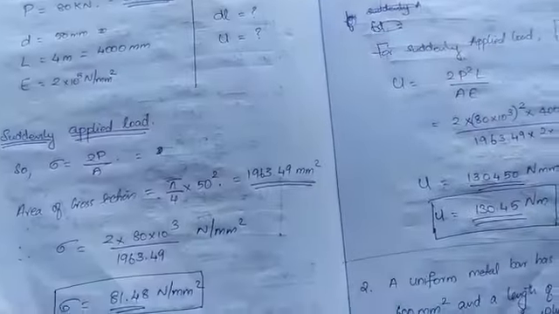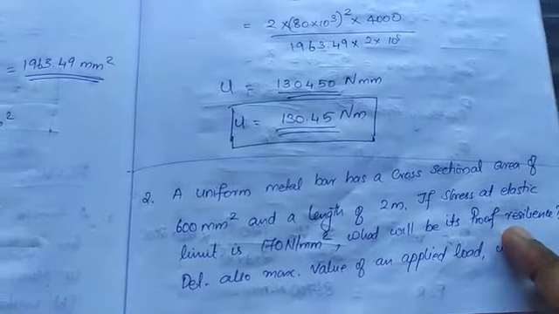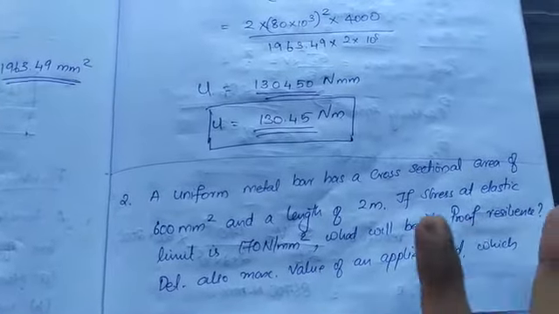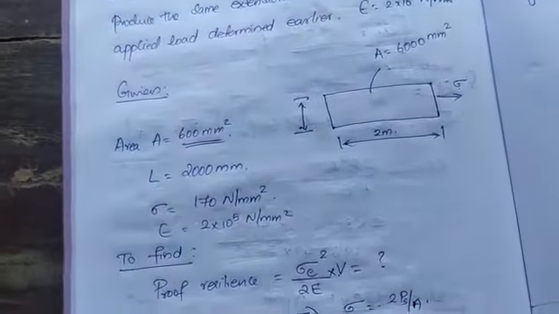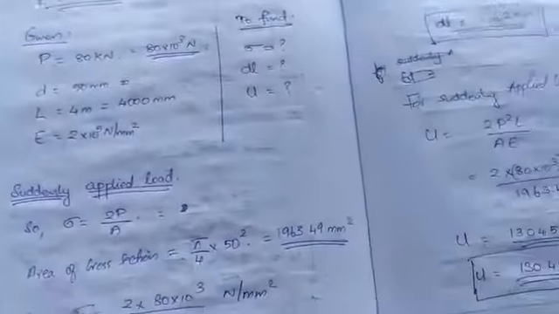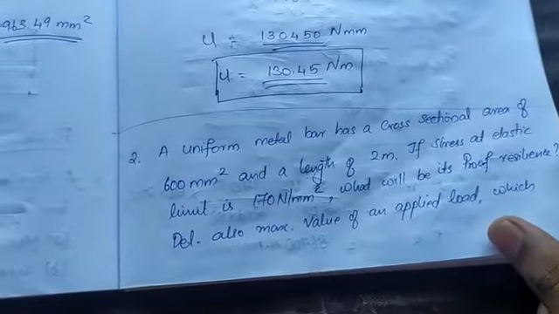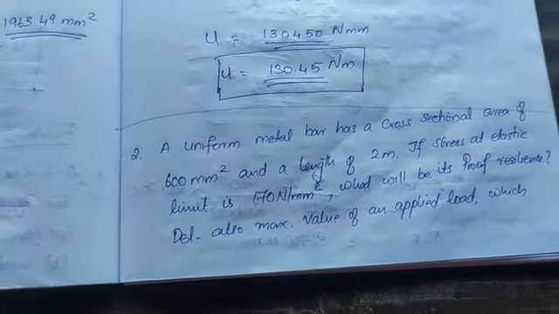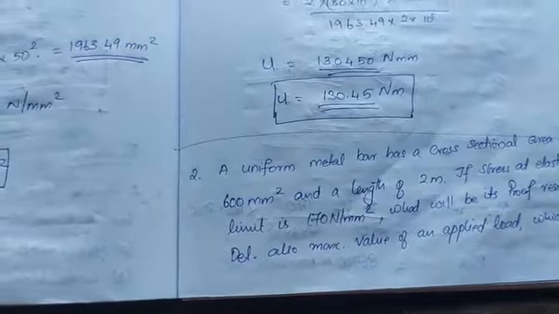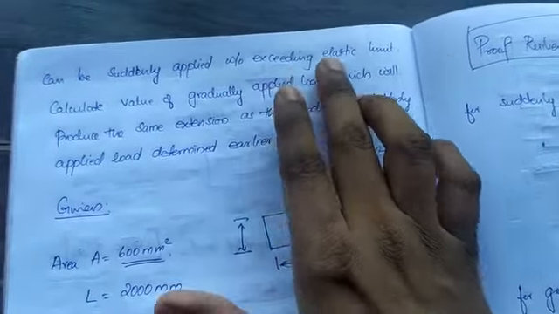So what will be the proof resilience? E is given, sigma E is given, so sigma E square by 2E into V. Okay, now what is next? Determine also the maximum value of applied load. Here they haven't given the applied load. What is the maximum value of applied load, like the maximum load which can be suddenly applied without exceeding elastic limit?